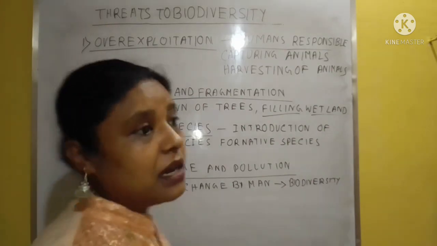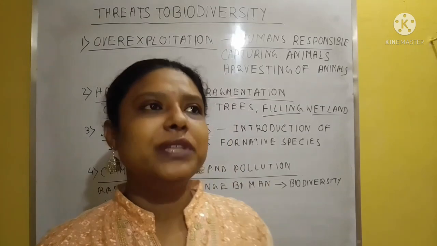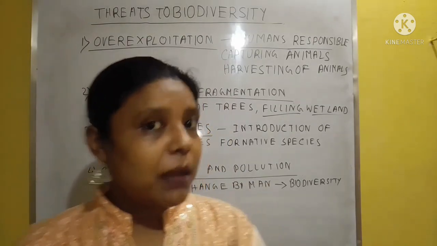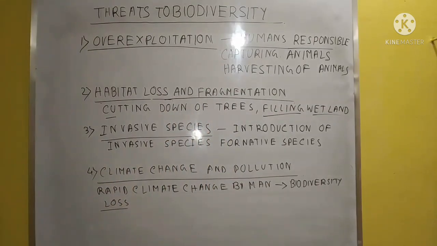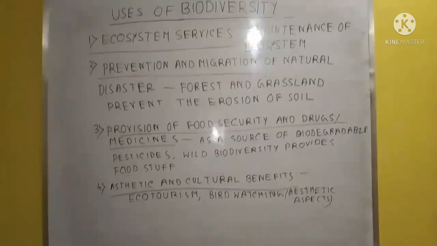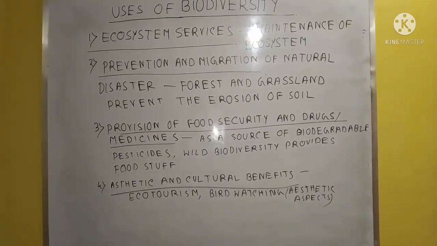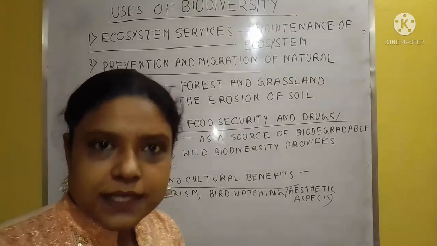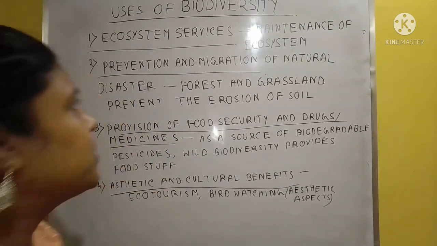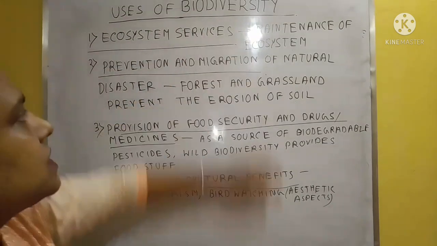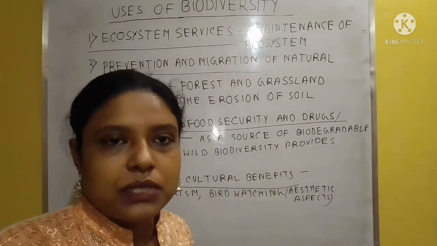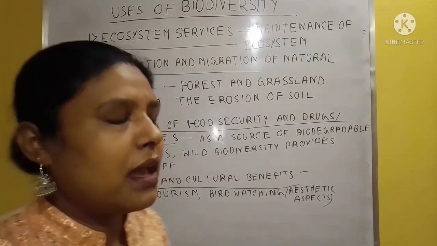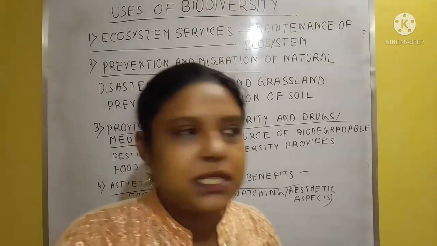Now we learn just the last one, the uses of biodiversity and the relation between alpha, beta and gamma diversity. Okay. Now we learn why biodiversity is necessary for the environment. First one, ecosystem services. That means the maintenance of the ecosystem. This is the main point. Actually, without biodiversity, the total balance of the ecosystem is lost.